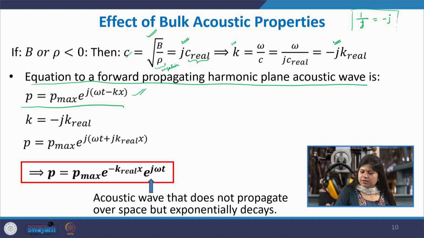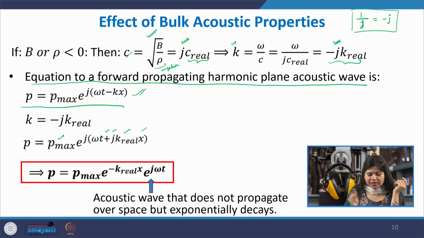Okay. This is the property used. So, now whenever either of B or rho becomes negative, then basically your c becomes complex, and even your k becomes a negative complex number. Now, if you punch this value into your acoustic wave equation, what do you get? P is equal to P max e to the power j omega t minus of minus j k real x. So, minus of minus becomes plus. So, it becomes plus j k real x, and you already have a j outside.